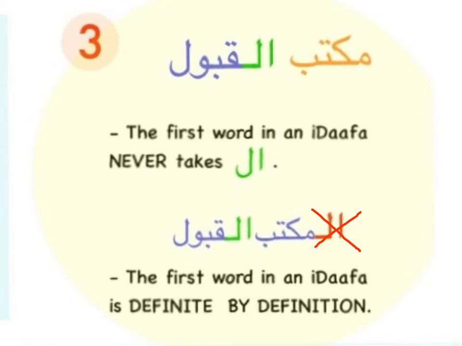So the first word in an إضافة is definite by definition. This is إضافة, and the first word is definite with this one. This takes alif lam, this doesn't.